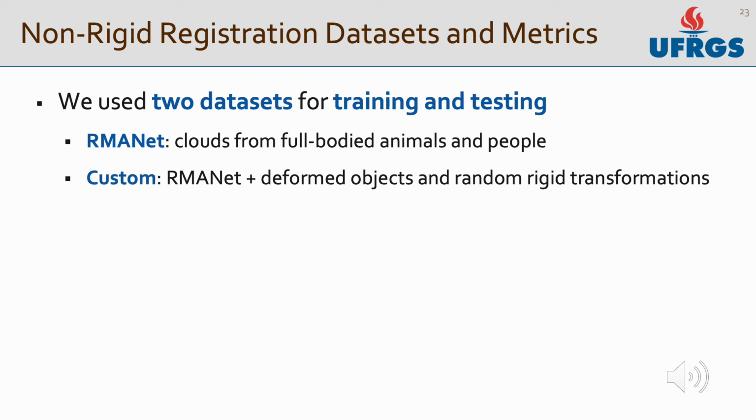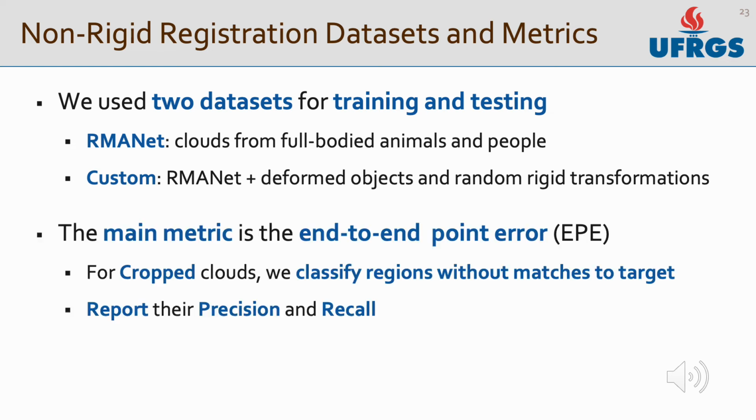We used two datasets for training and testing. The first was proposed by RMANet. The second was compiled by us and was inspired by the first dataset. We added randomly deformed objects and rigid transformations. We named it custom. The main metric used is the end-to-end point error, which computes the mean Euclidean distance between the deformed points and their correspondences.